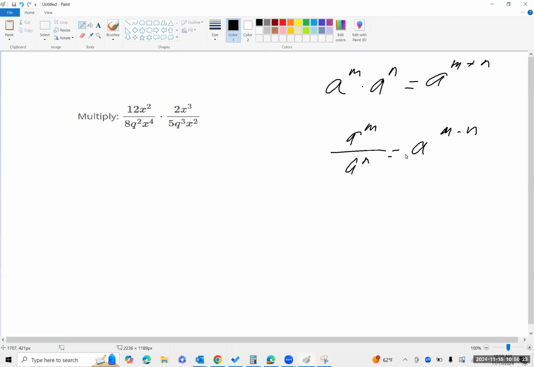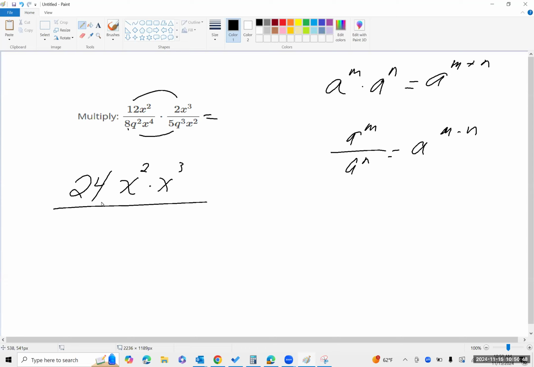And I think that's the extent of what we need. If something else comes up, I'll write out the rule, but we're gonna multiply the 12 and the 2, which is 24. Then we need to multiply the x squared and the x cubed. And I'm gonna leave them separate for now.